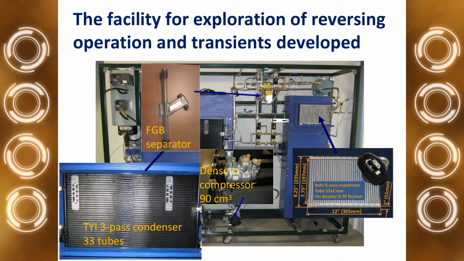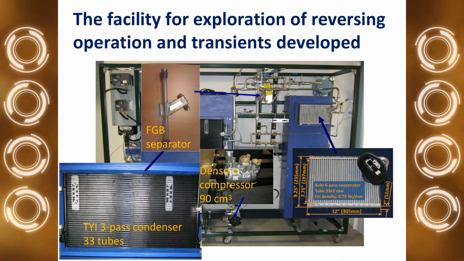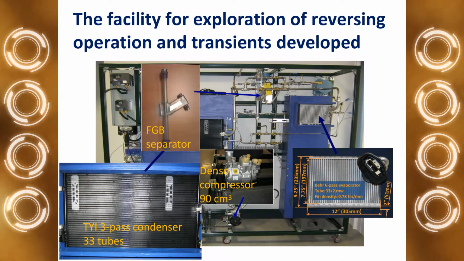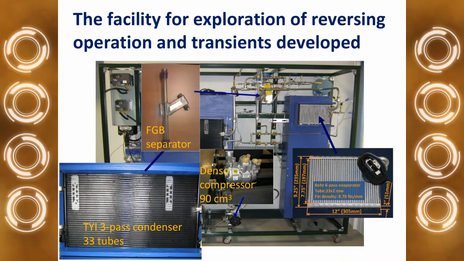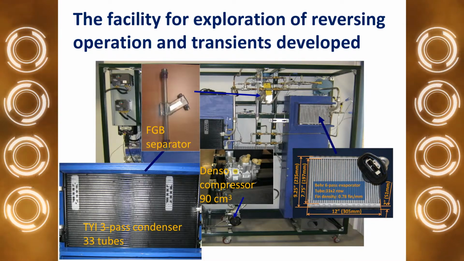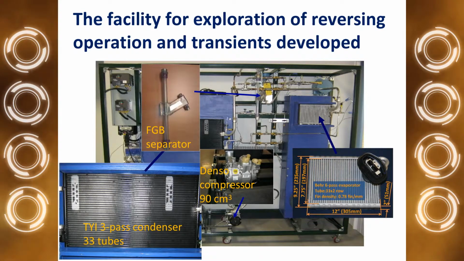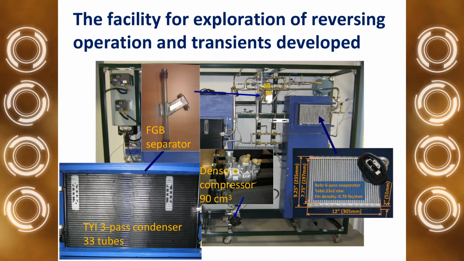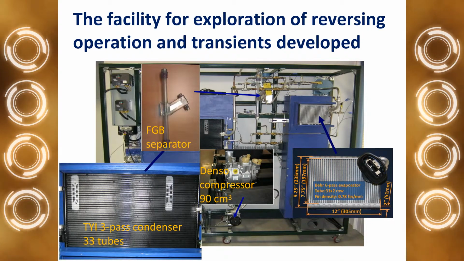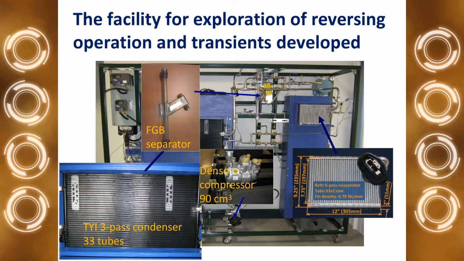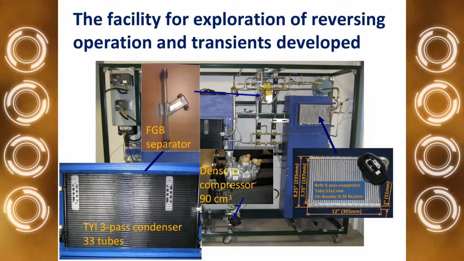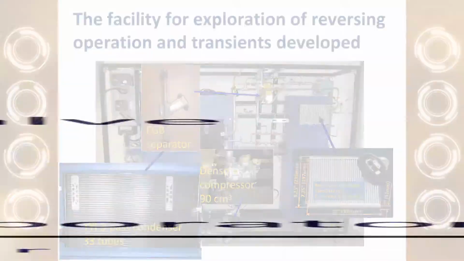This is the system that we made in our laboratory. Here you can see the compressor, condenser, evaporator, and here is the FGB receiver. The evaporator was a bare 6-pass evaporator, which we modified to a 1-pass evaporator because FGB requires single pass. The condenser was a 3-pass condenser with 33 tubes, a Denso compressor of 90 cubic centimeters, and the FGB separator.